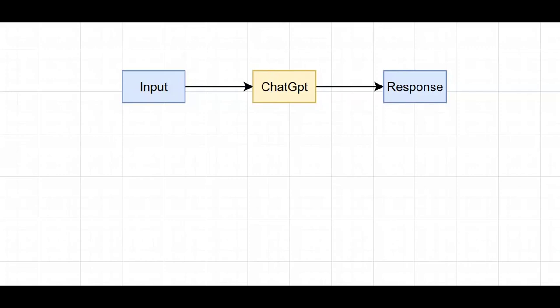Because if we provide an input in our natural language, it does some processing and provides me the response, right? Yes.